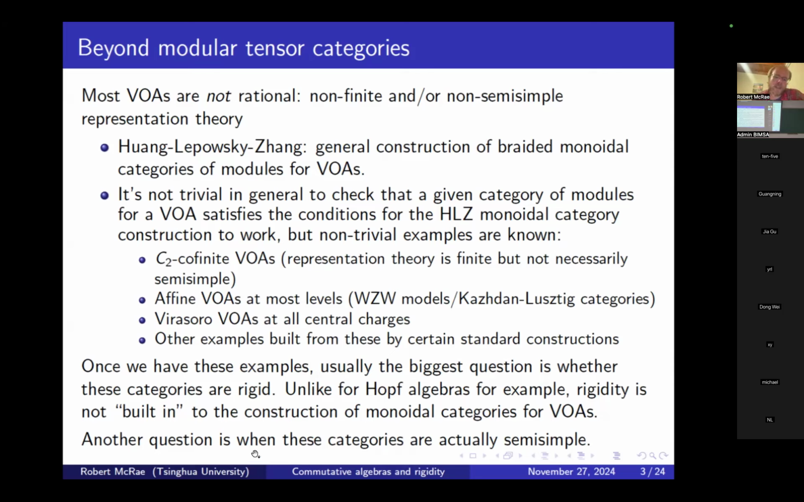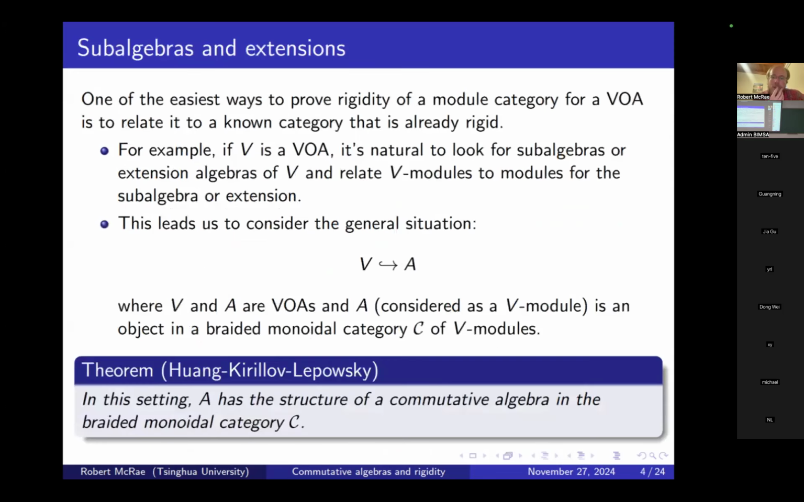Another question that I like to address is whether these categories are actually semi-simple. Sometimes if you start with a rational VOA and you do one of these kinds of nice constructions, like taking a nice subalgebra or an extended algebra, you might like to know whether that VOA is still rational, in particular, has semi-simple representation theory. So these kinds of rigidity and semi-simplicity problems are what I want to look at.